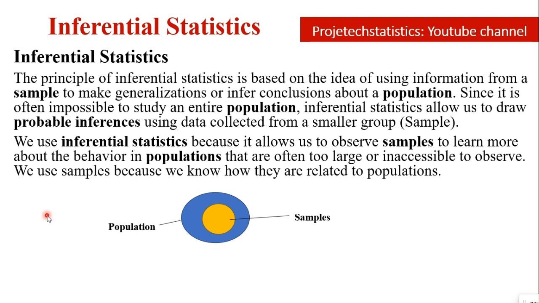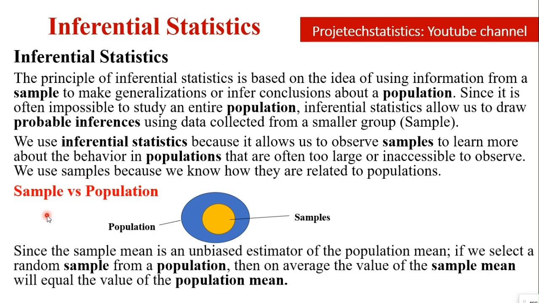So we use inferential statistics because it allows us to observe samples to learn more about the behavior in populations that are often too large or inaccessible to observe. So we use samples because we know how they are related to populations.